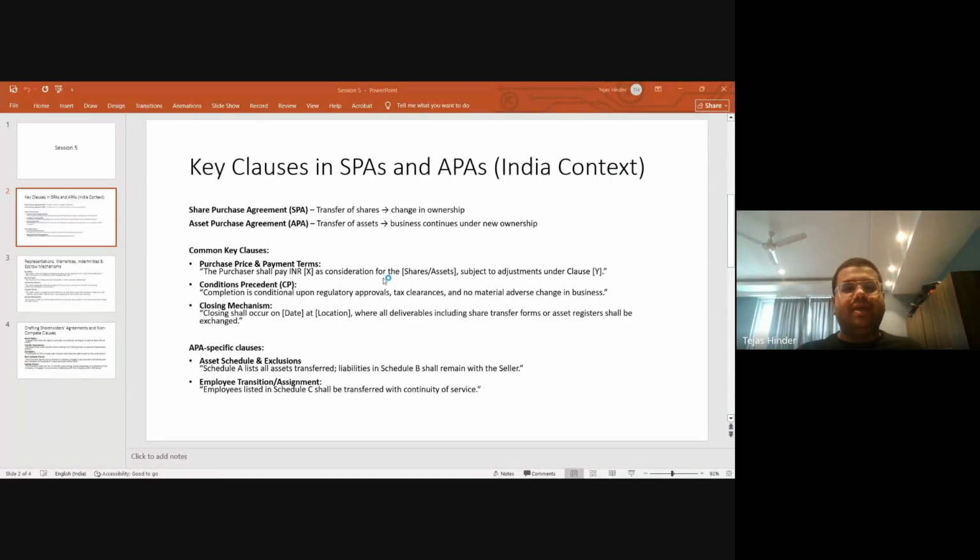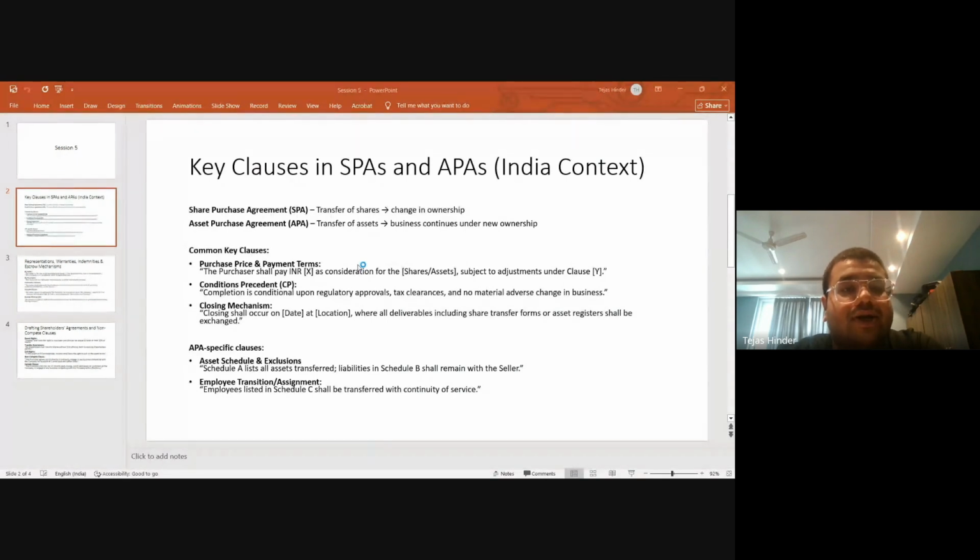The third clause will be your purchase price and payment terms, which will ideally include consideration payable, a mode of payment, earn-out provisions, if any, and currency. These can also include adjustment mechanisms, for example, working capital adjustments. On the fourth bit, you have your conditions precedent, which basically lists actions to be completed before closing. For example, board or shareholder approvals, regulatory consents like RBI or SEBI in some cases, third-party consents, etc.